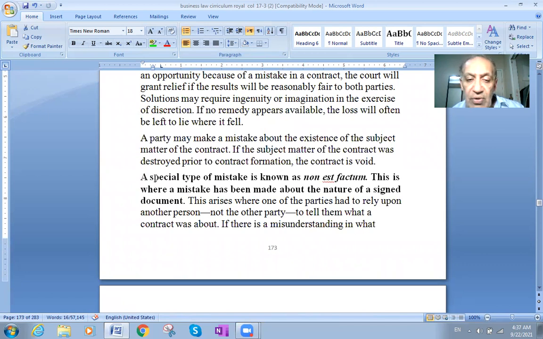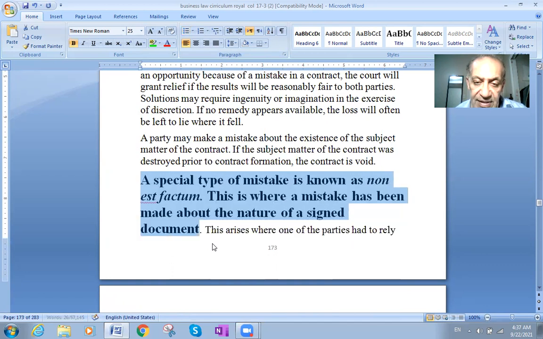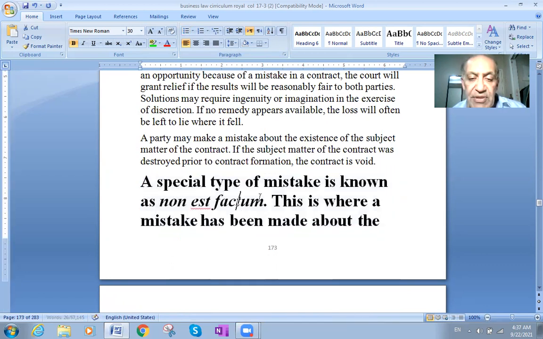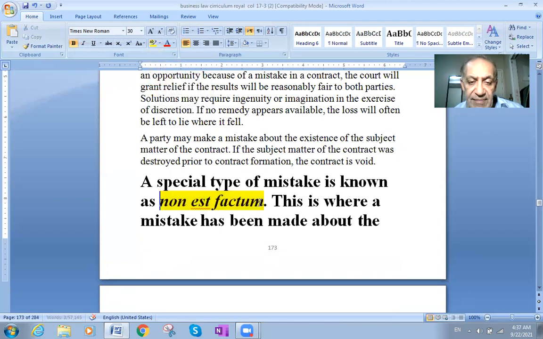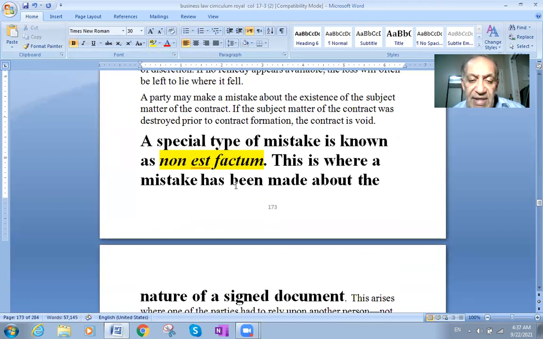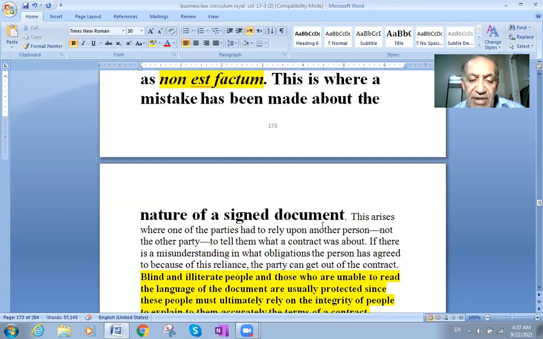We have also, this is very important. This is a very important sentence. A special type of mistake is known as non est factum. What about non est factum? This is where a mistake has been made about the nature of a signed document.